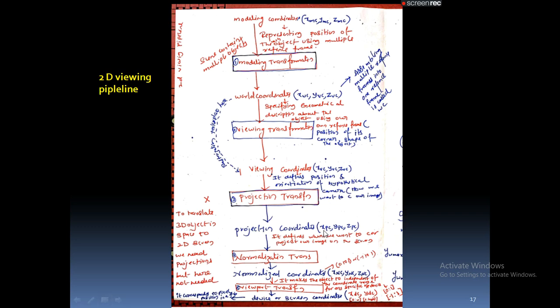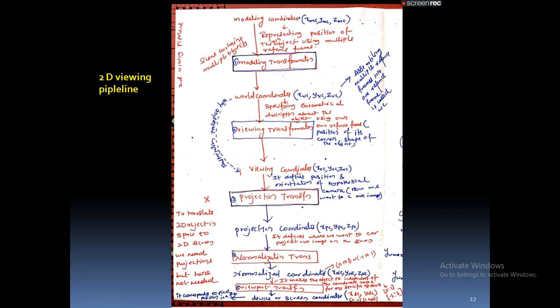You see that the projection coordinate is represented as x subscript pc. P represents projection coordinate. Now, we need to convert projection coordinate to normalization coordinates by using normalization transformations. So when you map projection coordinate to normalization coordinate, then your image will become independent of the display device.